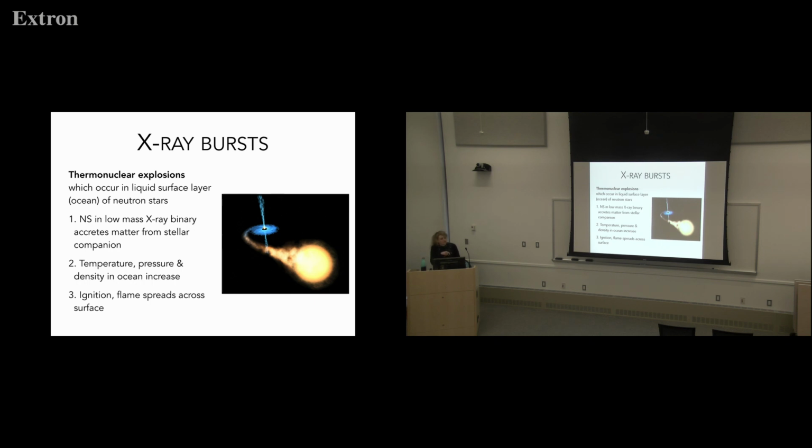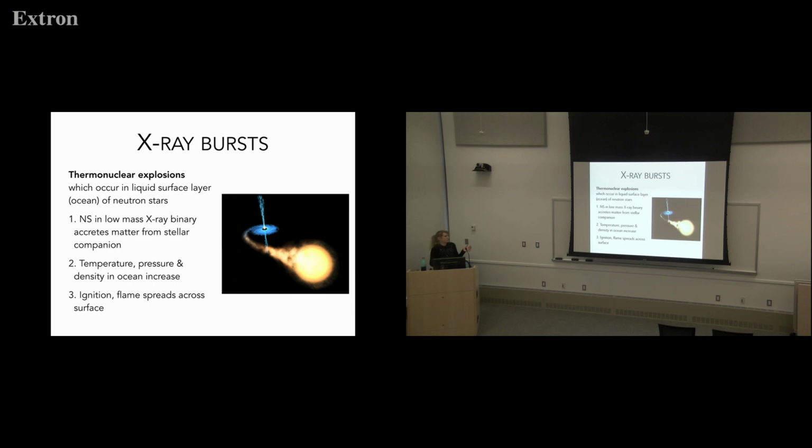This matter forms an accretion disk around the neutron star, and eventually it spirals in and makes its way to the surface. This accretion is an ongoing process, so the matter builds up in a liquid surface layer of hydrogen and helium, and as it builds and builds, it gets hotter and more dense, and eventually it explodes. Nuclear fusion is triggered, and this is a runaway reaction. Very quickly, a flame spreads across a substantial, if not the entire, surface of the star.